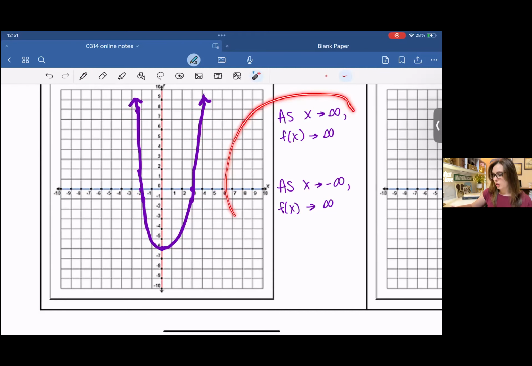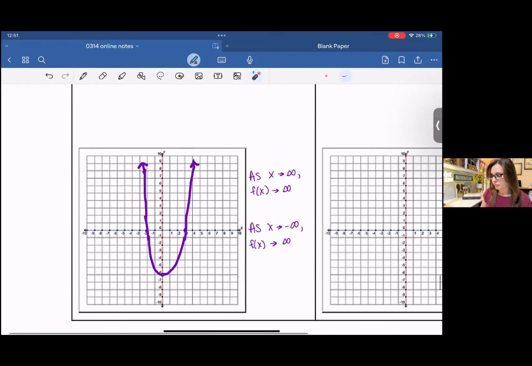So this part here is describing the end behavior. It's telling the reader where the ends of the graph are pointing. The ends of the graph are pointing in a positive infinity behavior. It keeps going up forever and ever in the positive direction. And that's all. So that's how you do that.